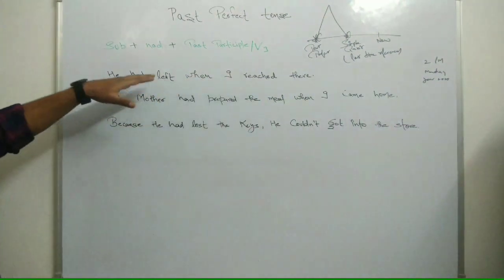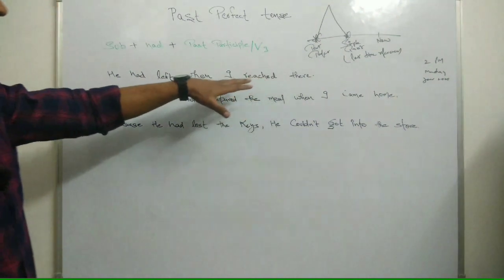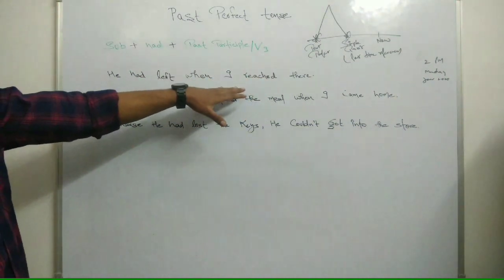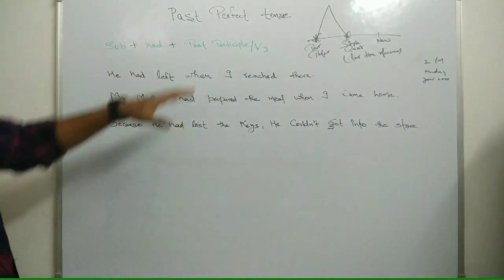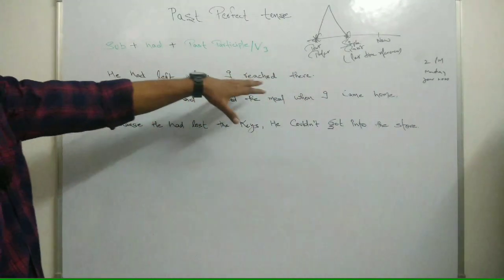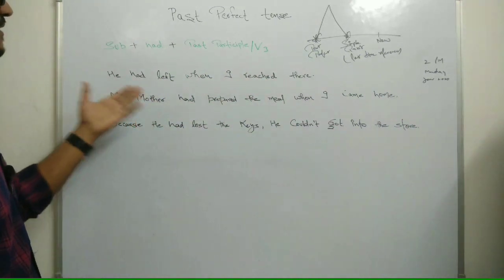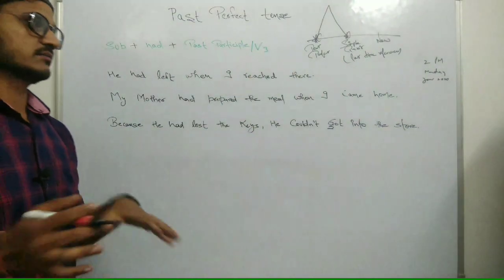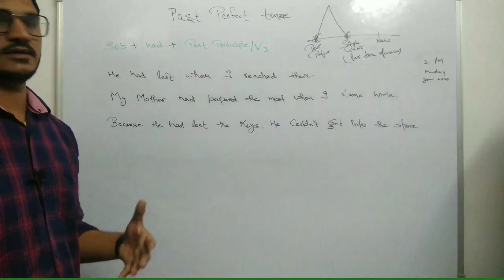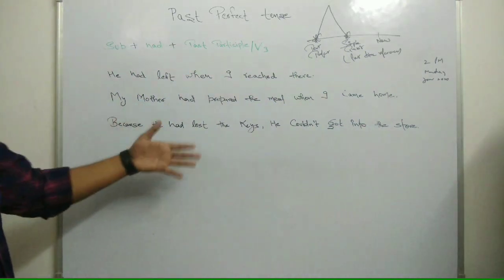In this example sentence, our past time reference is this action, when I reached there. So this is a past action, it's a simple past. So when this action happened, this had already happened. So when I reached there, he was not there because he had left. My mother had prepared the meal when I came home. So when I came home, the meal was ready. I just came home and had my meal. I did not have to wait for the meal because my mother had already prepared the meal.